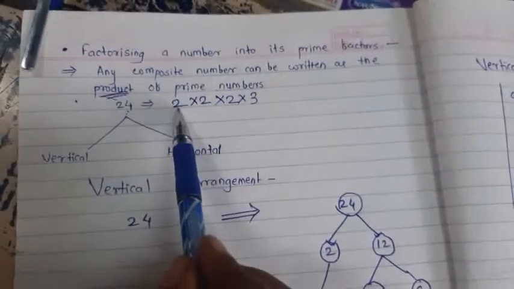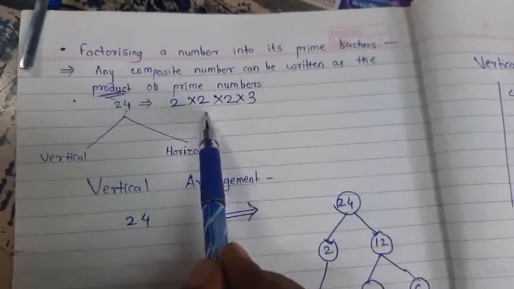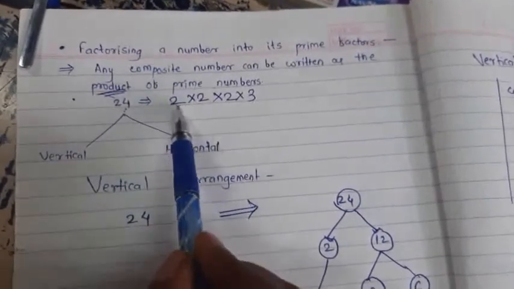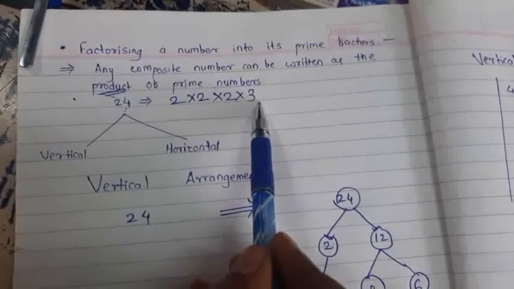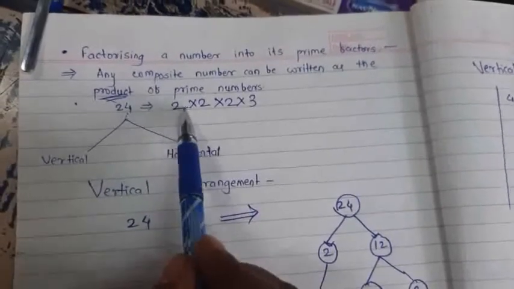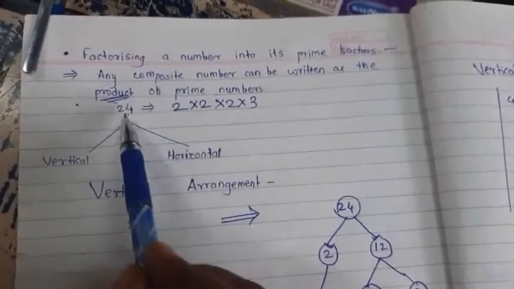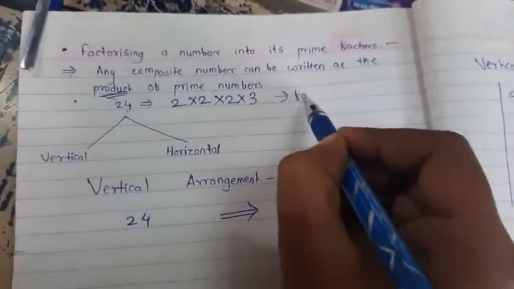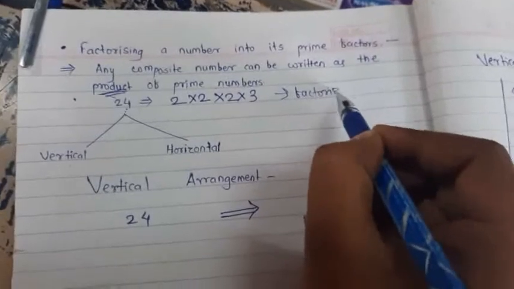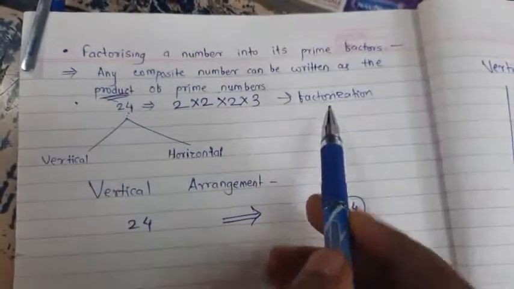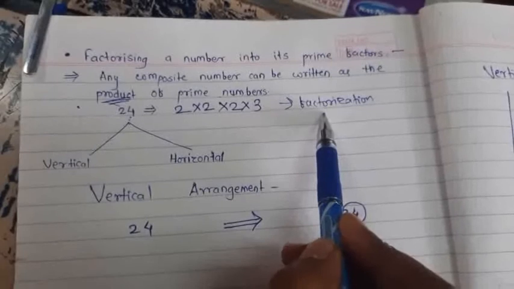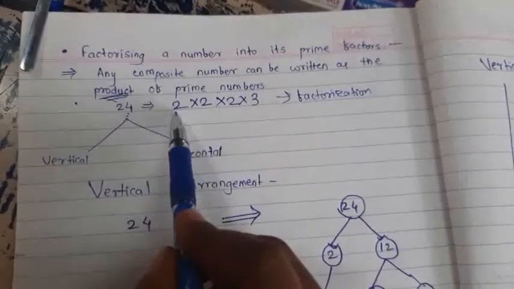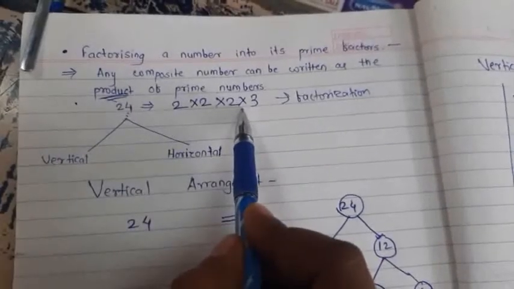See the multiplication: 2 into 2, 4. 4 into 2, 8. 8 into 3, 24. All these numbers are prime numbers. So what have we done? The multiplication of these prime numbers is 24. This is known as factorization. So factorization is a process in which we write a composite number as a product of prime numbers.